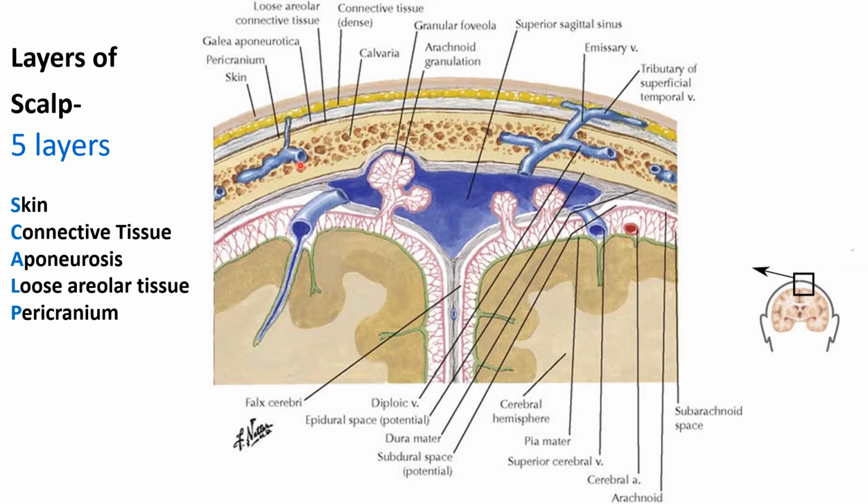The scalp, which is thus covering the bones of the skull, is not just mere skin. It has a depth to it and is considered to be made up of 5 layers. The first layer is the skin. Thereafter is a layer of connective tissue. The third layer is the aponeurosis.